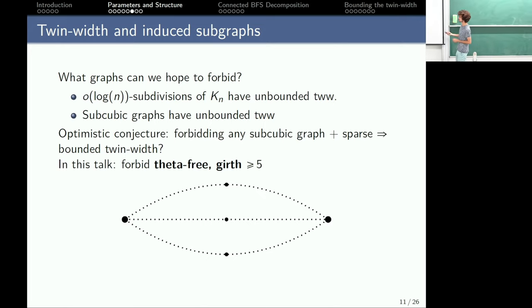Theta again is a subdivision of K_{2,3}, so you have 3 internally disjoint paths of length at least 2. Yeah, we'll look at how to bound the twin-width of the class forbidding theta.